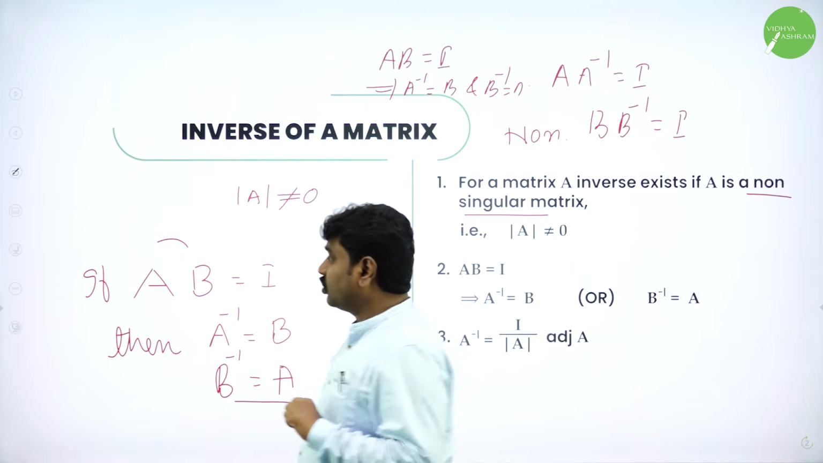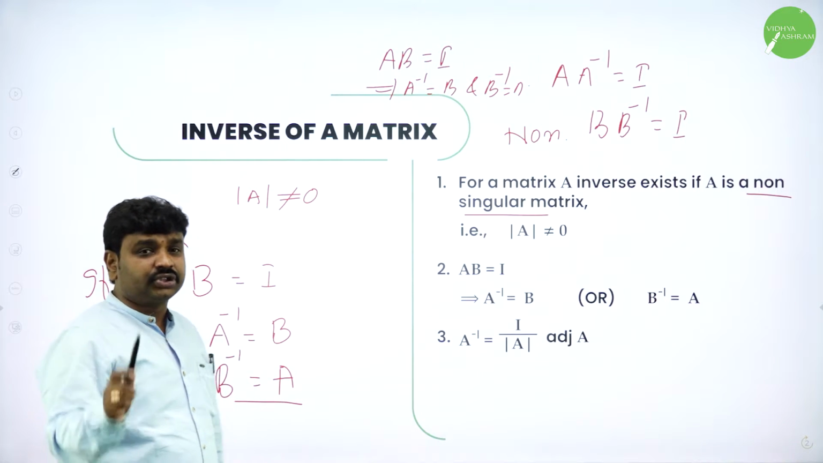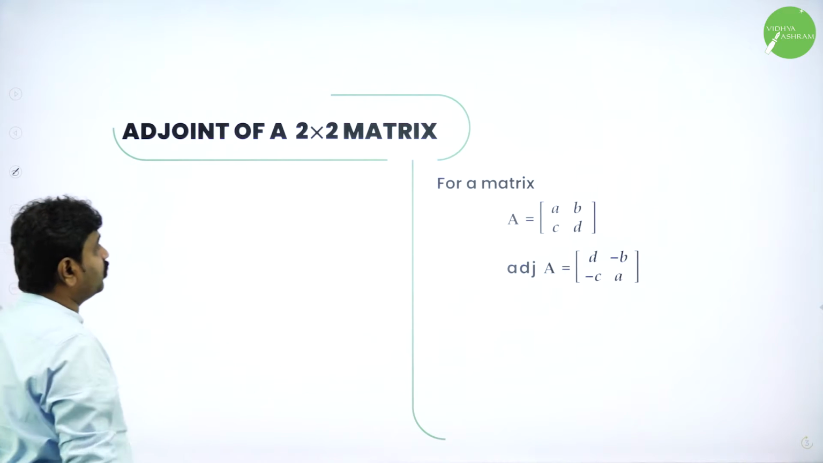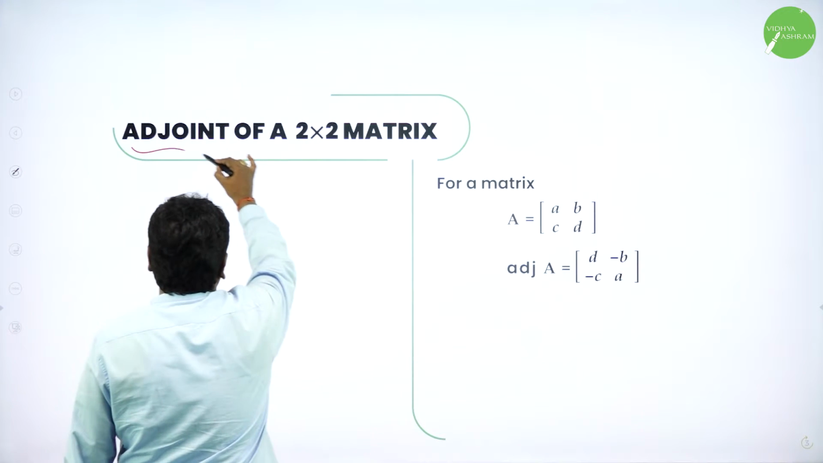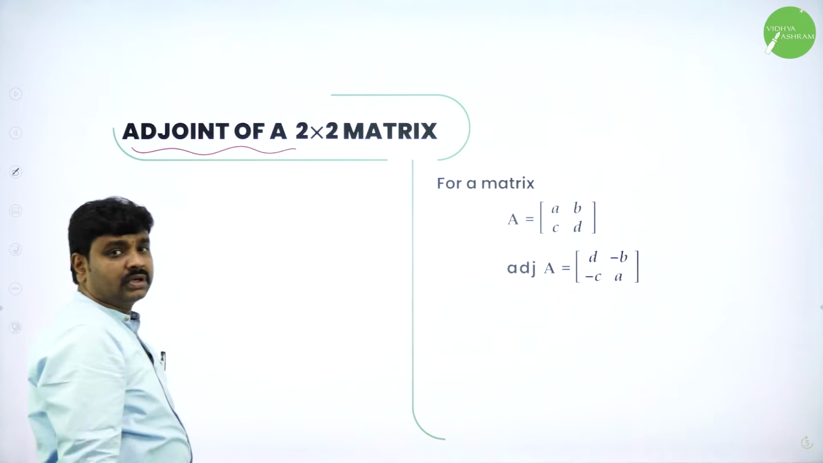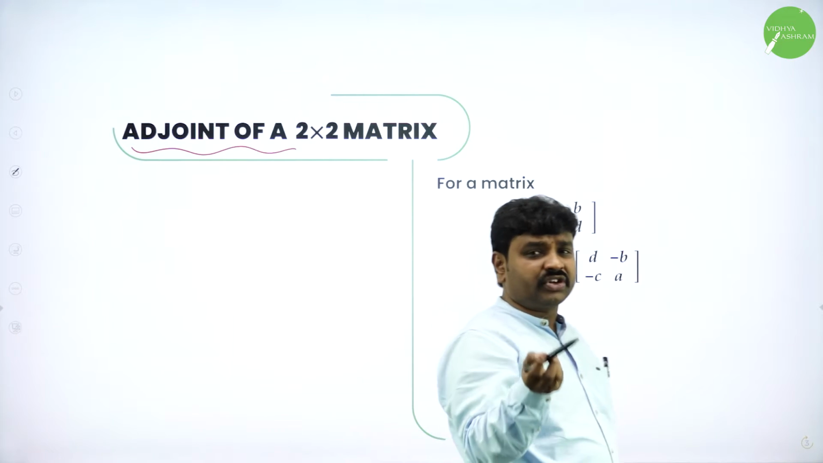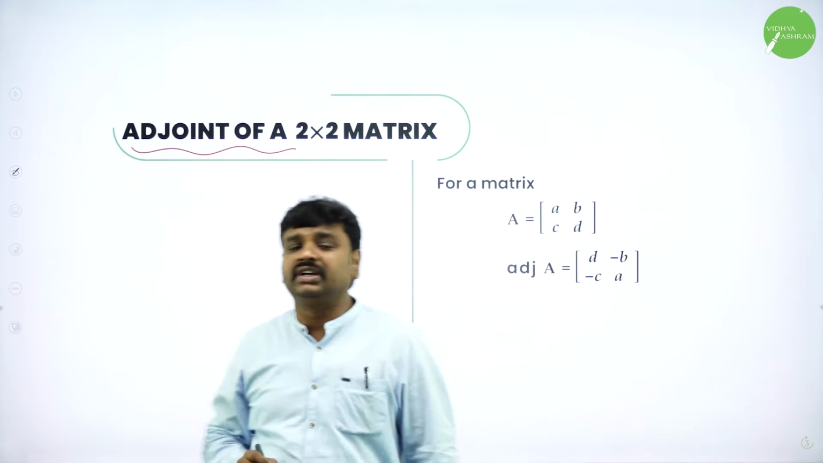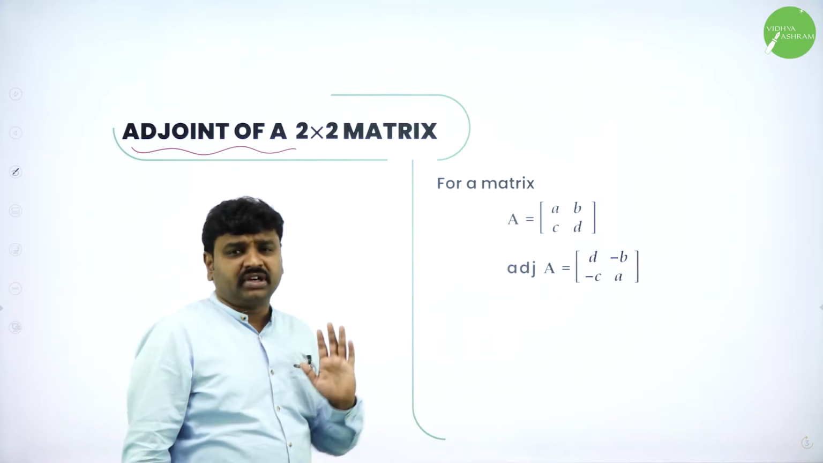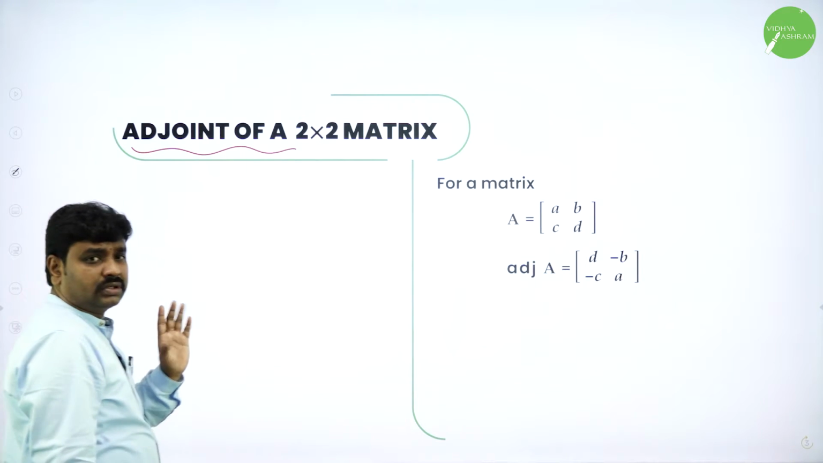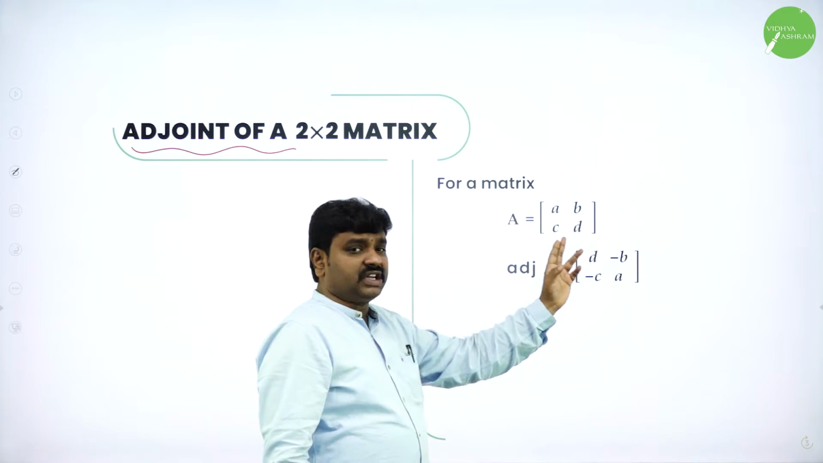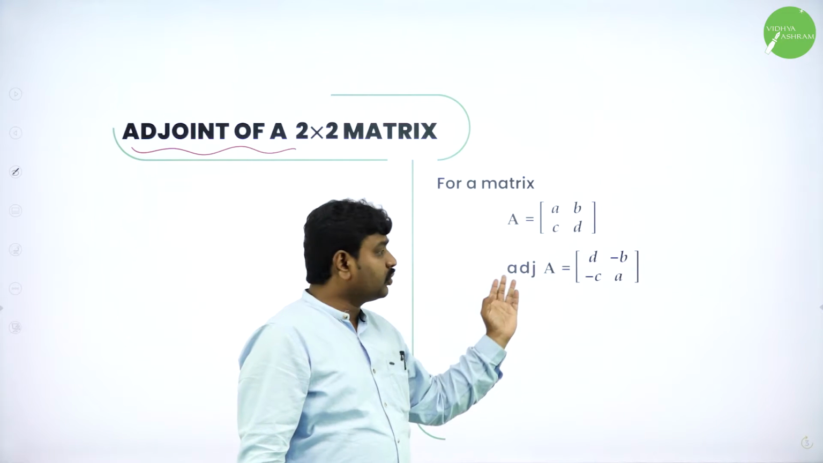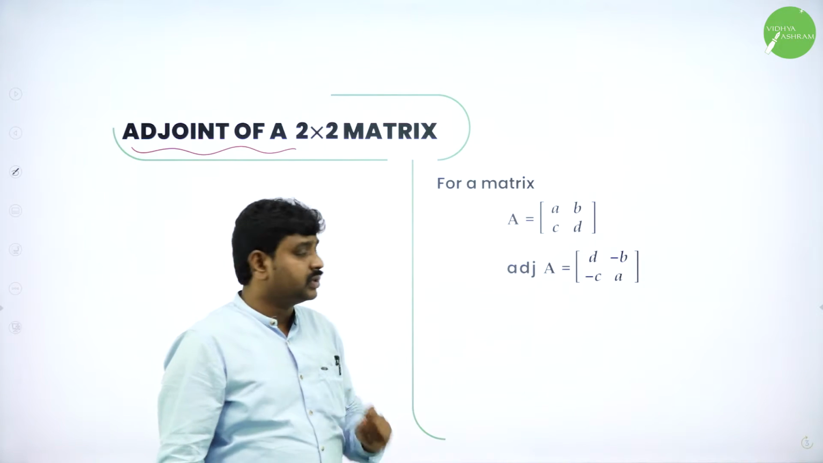And when you want to find inverse, first you should know how to find adjoint. The very first concept I am going to teach you is adjoint of a 2 cross 2 matrix. To find adjoint, we should find minor, then cofactor, then transpose the cofactor to get adjoint. But for 2 cross 2, we have a direct method. Simple. If A is [a b; c d], made up of 4 elements a, b, c, d, how to find adjoint? Simple.